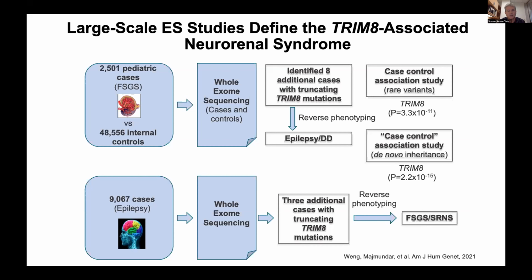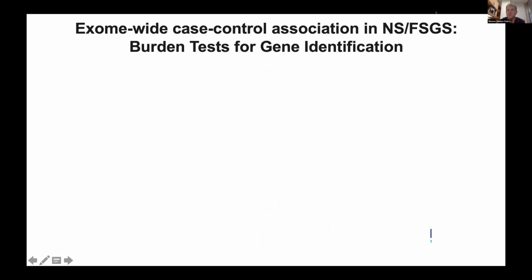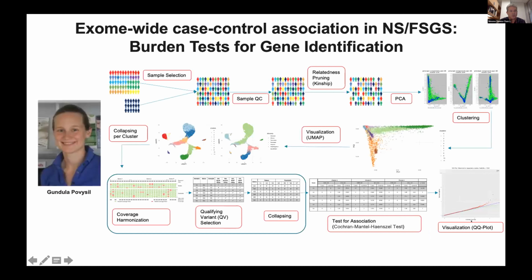But we are also interested in assaying the entire genome to look for novel genes. And that's where things get a little bit more complicated. The idea is that we can test the case-controls, our 5,000 to 6,000 individuals, against the 40,000 controls and see what the distribution of rare variants is. Here, the problem has always been controlling for all the confounders and biases that can happen when you aggregate data that come from different parts of the world and are sequenced in different ways: different exome capture, genome sequencing, exome sequencing, ancestries, and so on. So Gundula Povisil was an incredibly talented postdoc who still works with us, although she's now in biotech.